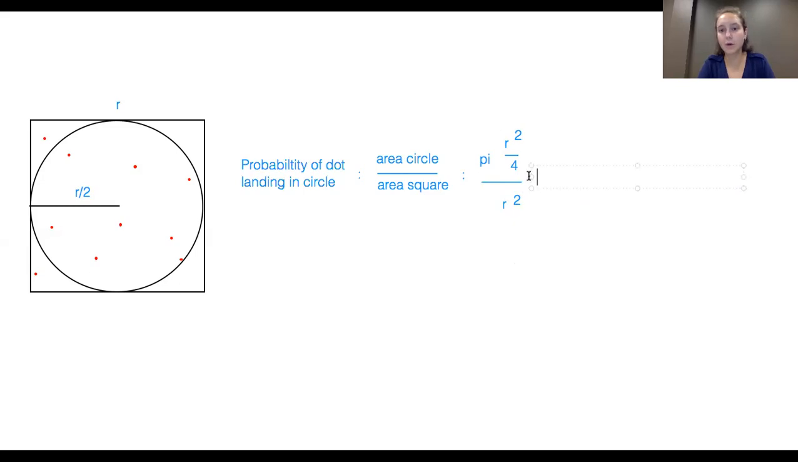So we can simplify that a little bit further. It gives us pi times r² over 4 times 1 over r². So as you can see here, the r² cancel out, which leaves us that the probability of a dot landing in the circle is just pi over 4.